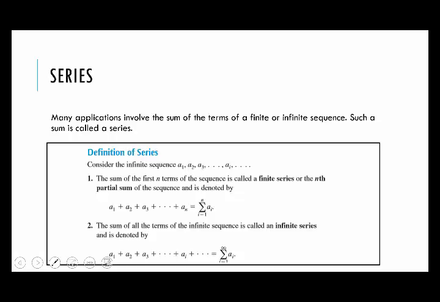Notice the difference between the infinite and the finite series: on the finite series the upper bound is n, whereas on the infinite series the upper bound is infinity. Okay?